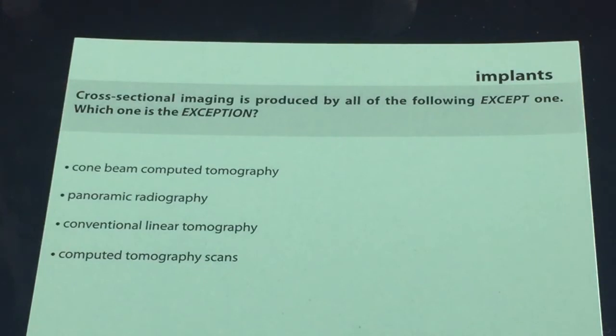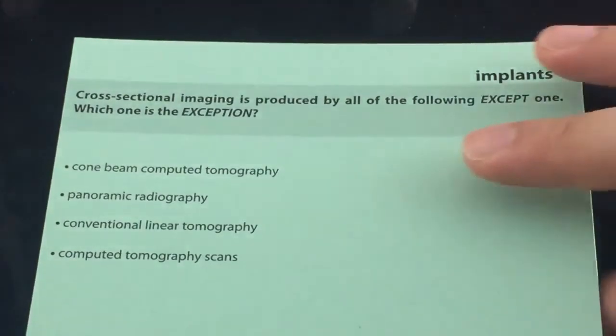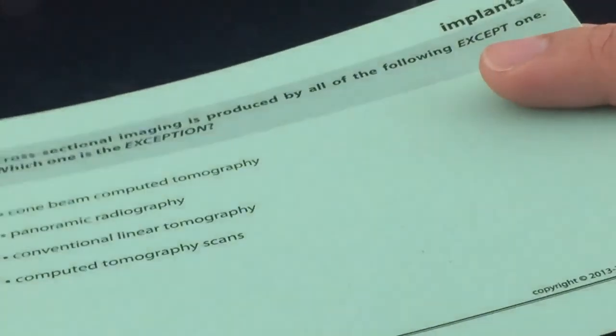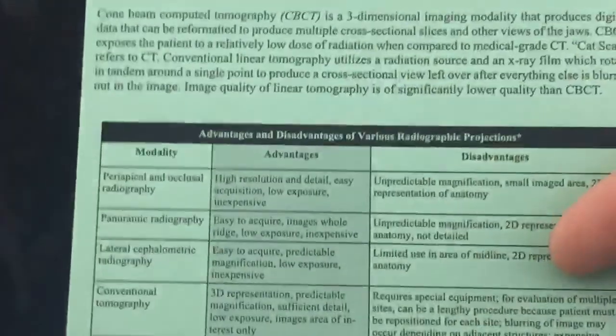Cross-sectional imaging is produced by all the following except one. Which one is the exception? Cone beam computed tomography, panoramic radiography, that's the exception. Yes. Panoramic radiography cannot do cross-sectional imaging.